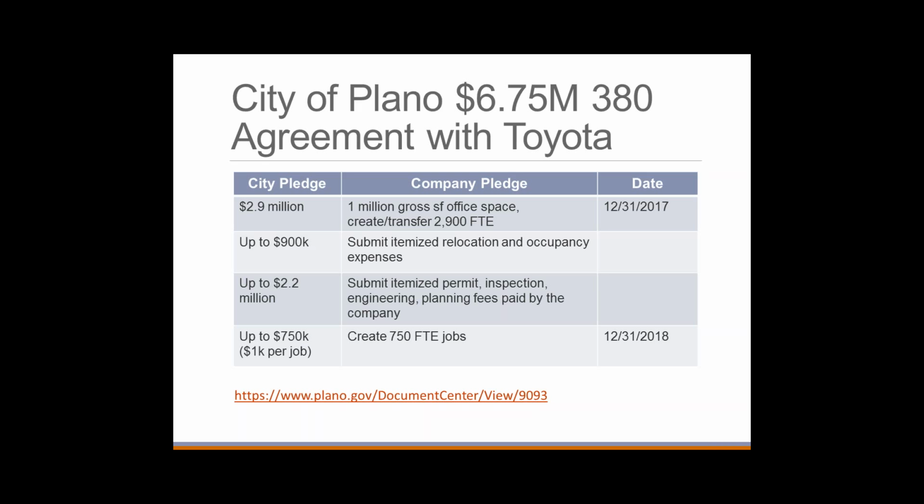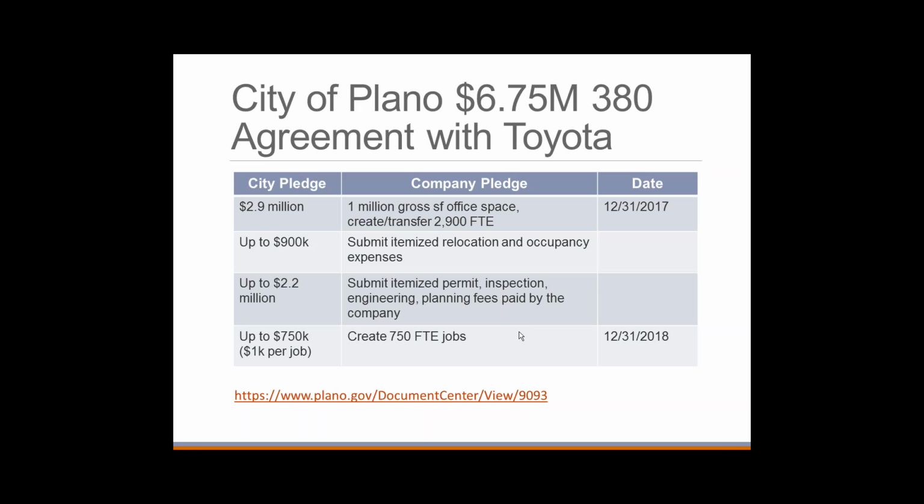And then there was this fourth component of adding a $750,000 incentive, or up to that amount, based on creating 750 FTE jobs by the next year, by 2018. They are specifying that it's $1,000 per job, so if they create 600, they would get the 600 times the $1,000. So that's how I broke it down in this case.